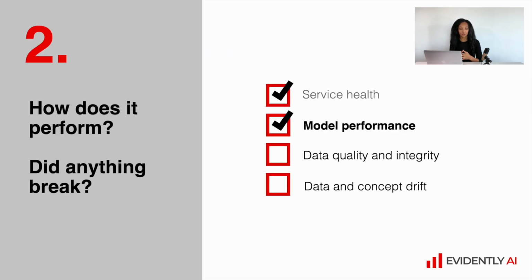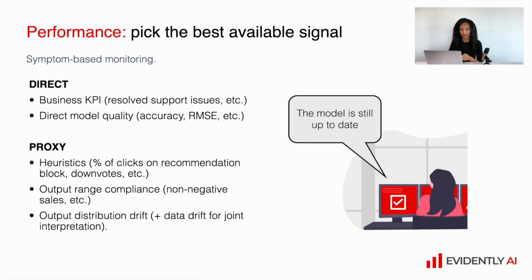Moving further, the next question is, how does the service perform? Did anything break? And for having this observability, we can use model performance metrics. It also depends on your use case, and, well, it's always good to pick the best available signal so that you can react very fast and figure out what's going on with your service so that you do not miss any issues. So basically, it always starts from the very direct signals like business KPIs, for instance, resolved support issues, etc. Or you can use some direct model quality signals like quality metrics, precision, recall, accuracy score, root mean squared error, or whatever makes sense to your use case.